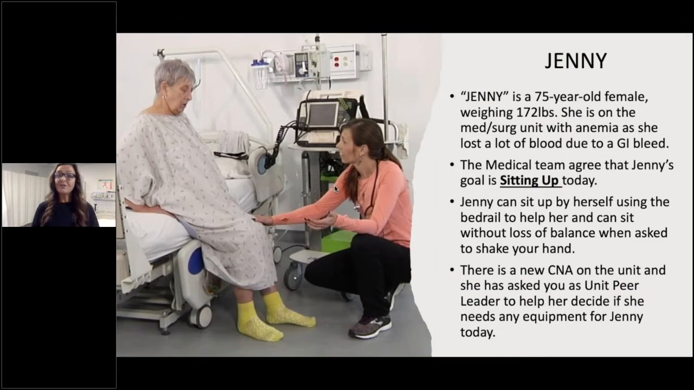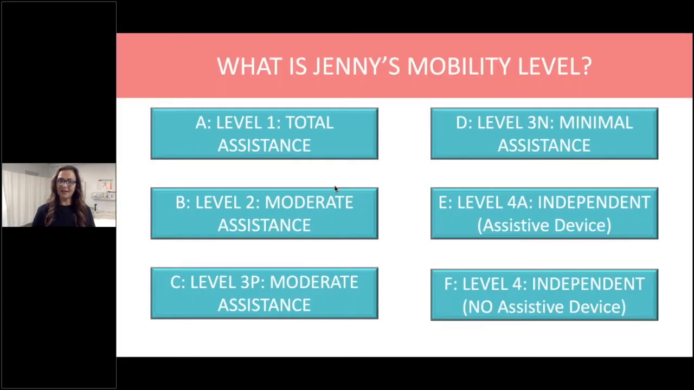Jenny is a 75-year-old female. She's 172 pounds. She's on the med-surg unit with anemia, as she's lost a lot of blood due to a GI bleed. The medical team agree that Jenny's goal is also sitting up today. It's a different medical reason from Johnny, but her anemia is her main limiting factor. Jenny can sit up by herself using the bed rail, and she can sit without loss of balance when asked to shake your hand. There's a new CNA on the unit, and she has asked you as unit peer leader to help her decide if she needs any equipment for Jenny today.